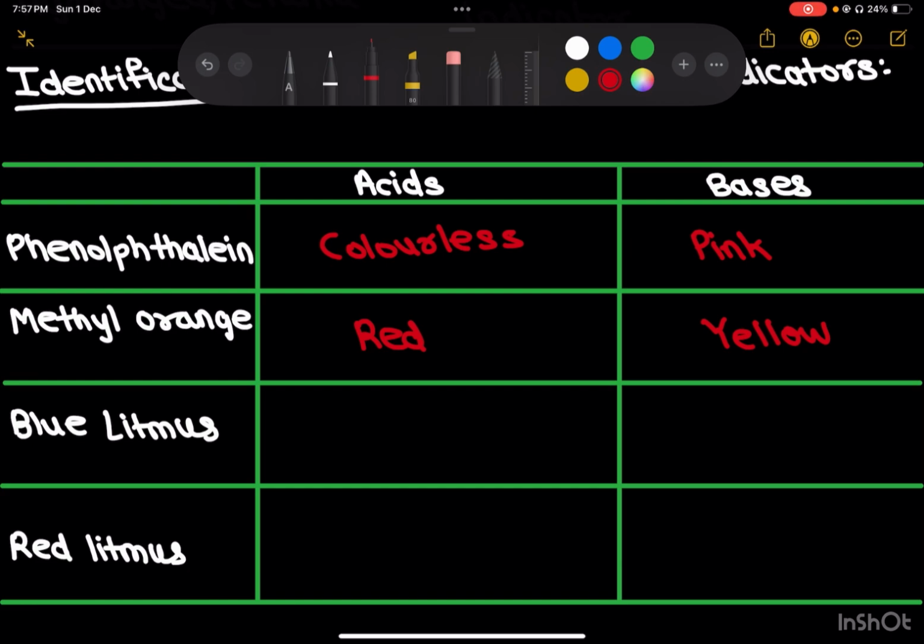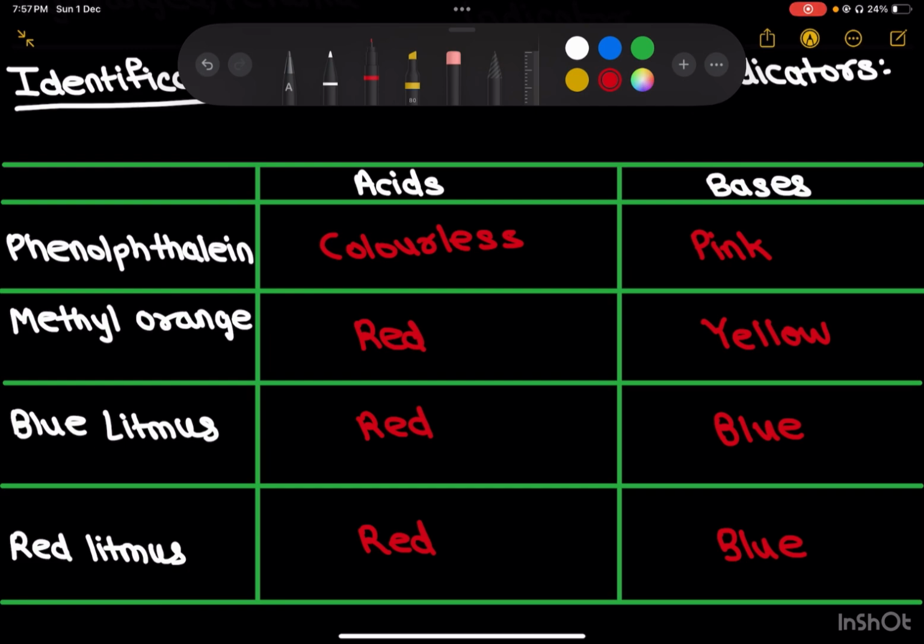The remaining two are quite familiar; you are already quite familiar with them. Blue litmus, in acids, changes to red color, and in bases it remains blue. So blue litmus is basically blue. Red litmus remains red in acids, and in bases it changes to blue. So this is the color change for identification.